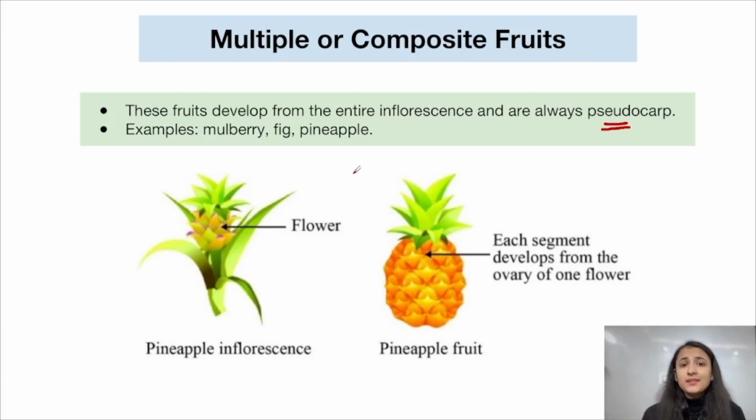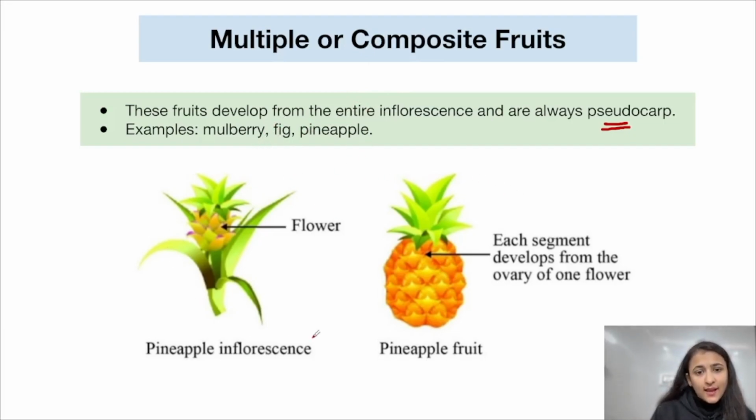But apple is not a composite fruit. It is a simple false fruit. And pseudocarps are known as false fruits only. But we are talking about the case of composite fruits. So composite fruits are always pseudocarps, but not all pseudocarps are composite fruits. Some pseudocarps can be simple fruits also, simple false fruits. So it is not a rule that all pseudocarps will be composite fruits, because apple here is a simple false fruit. It is not a composite fruit. So the examples of multiple or composite fruits are mulberry, fig, pineapple.